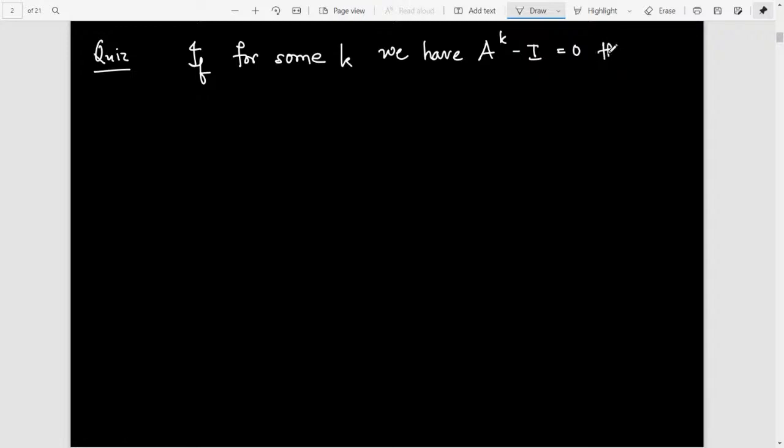So now let us move on to one of the questions from the quiz. Suppose this was one of the questions in the quiz: if for some k we have A to the power k minus identity equals 0, then A has to be diagonalizable. Okay, so this was one of the questions.